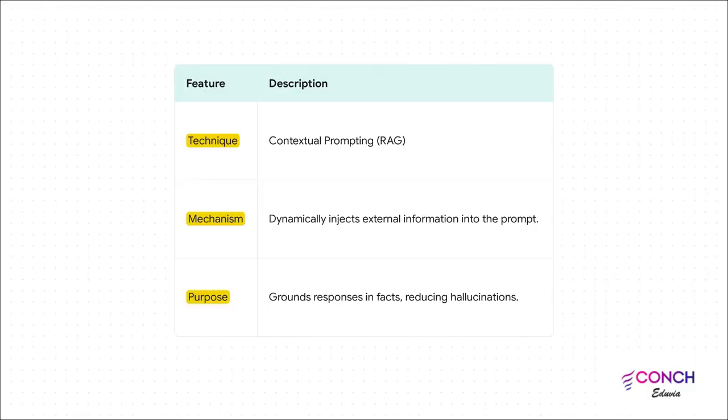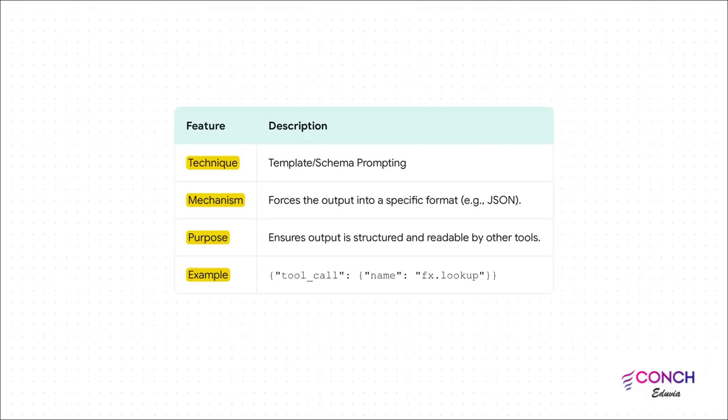This next tool solves one of the biggest headaches with AI, when it just makes stuff up, what we call hallucinating. The technique is called contextual prompting, or RAG for short. And the way it works is, it pulls in outside information, like a recent news article or your company's internal documents, and injects it right into the prompt. This grounds the AI's answer in cold, hard facts, which is crucial for getting responses that are accurate and up to date.